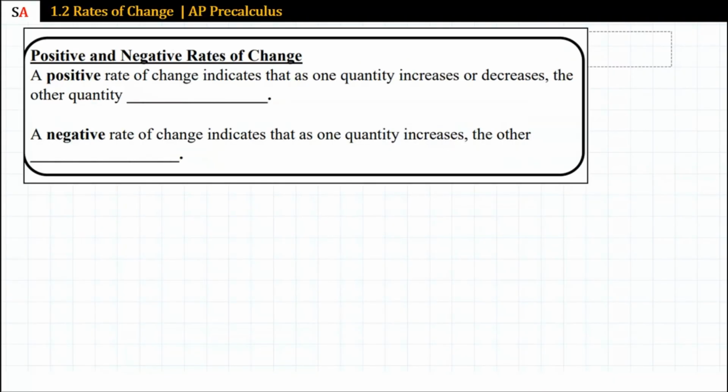Now let's move to the next one. So now a positive rate of change indicates that as one quantity increases, the other quantity also increases. A negative rate of change indicates that as one quantity increases, the other quantity decreases.